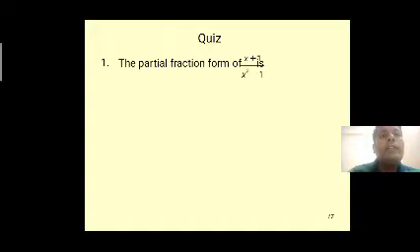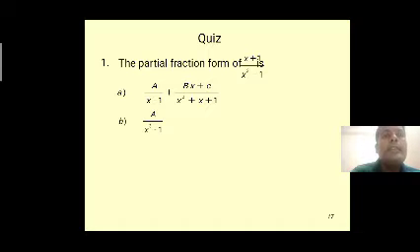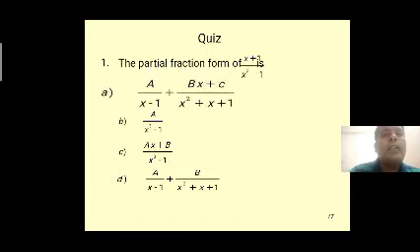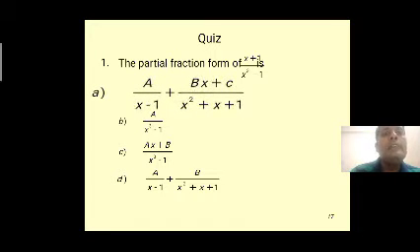The partial fraction form of (x + 1)/(x³ − 1). Option A is A/(x − 1) + (Bx + C)/(x² + x + 1), B is A/(x³ − 1), C is (Ax + B)/(x³ − 1), and D is A/(x − 1) + B/(x² + x + 1). What is the answer? Option A, A/(x − 1) + (Bx + C)/(x² + x + 1).